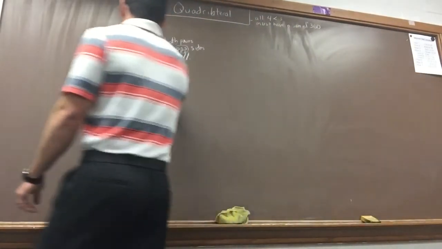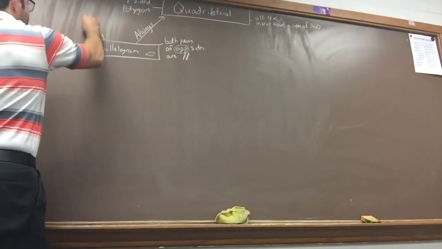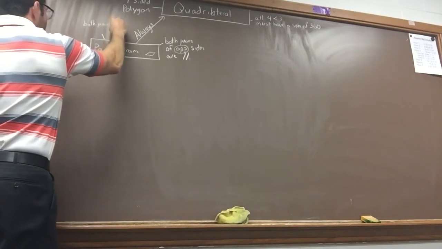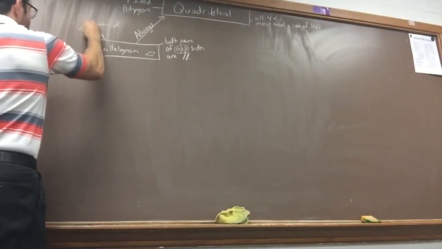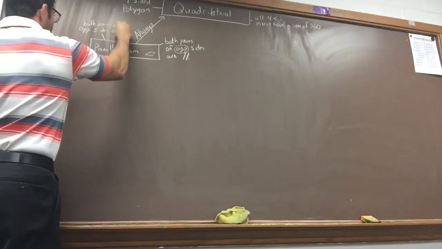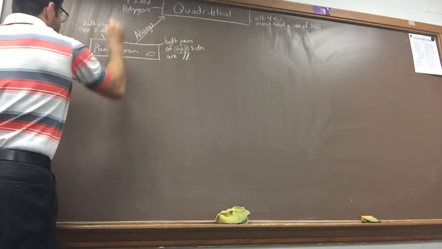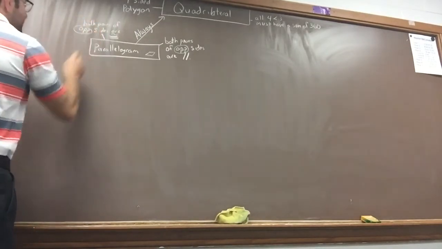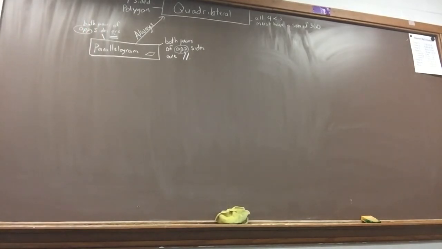Very good. So again, both pairs of opposite sides are congruent. What does congruent mean? Renee? Exactly the same. Again, I'm going to circle opposite. So there's 4 things right there. We need one more. What's the last thing that we need to know about parallelograms?